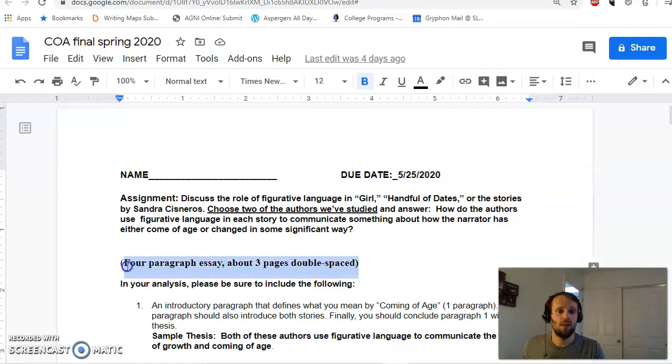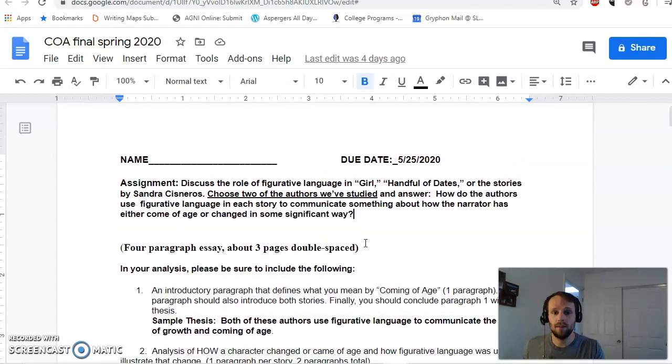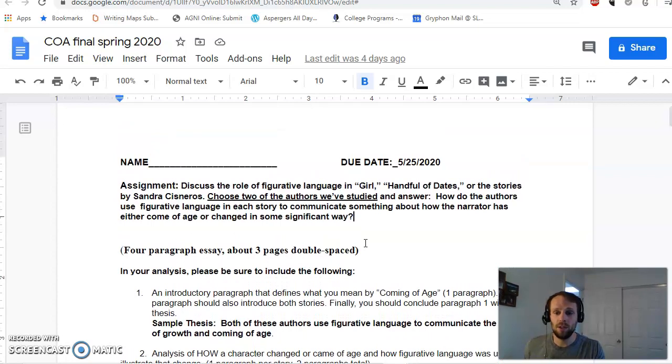Another thing to note, that it's a 4-paragraph essay. So while we do have other things going on, for example, next week we have the reading exam, if you're plugging away at this assignment and this outline, then you should be in fairly good shape. So just right off the bat, those two things.